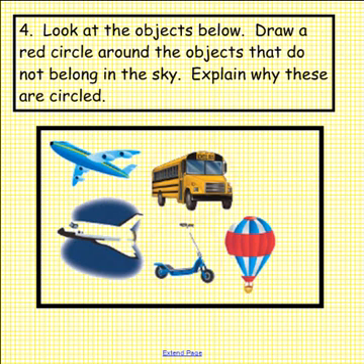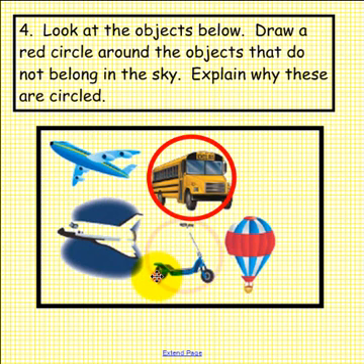Okay, let's see what we have here. This is a school bus. Now, does a school bus go into the sky? No. So you should have drawn a red circle around a school bus because he goes in the street. This is a little push scooter. Does it go in the sky? No, because it goes on the sidewalk.